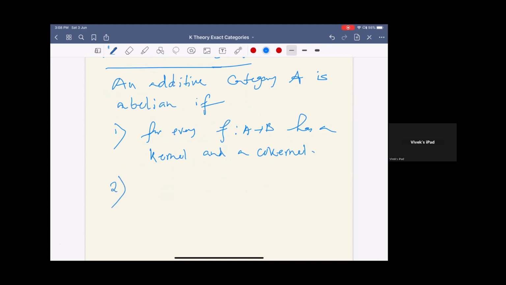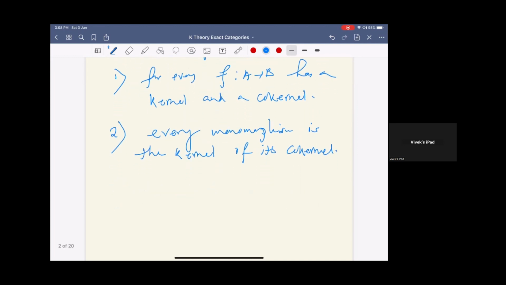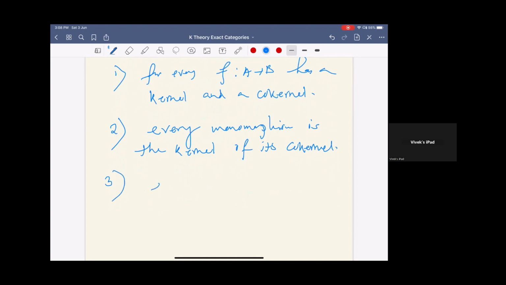And the second thing is every monomorphism is the kernel of its cokernel. And the third is every epimorphism is the cokernel of its kernel.